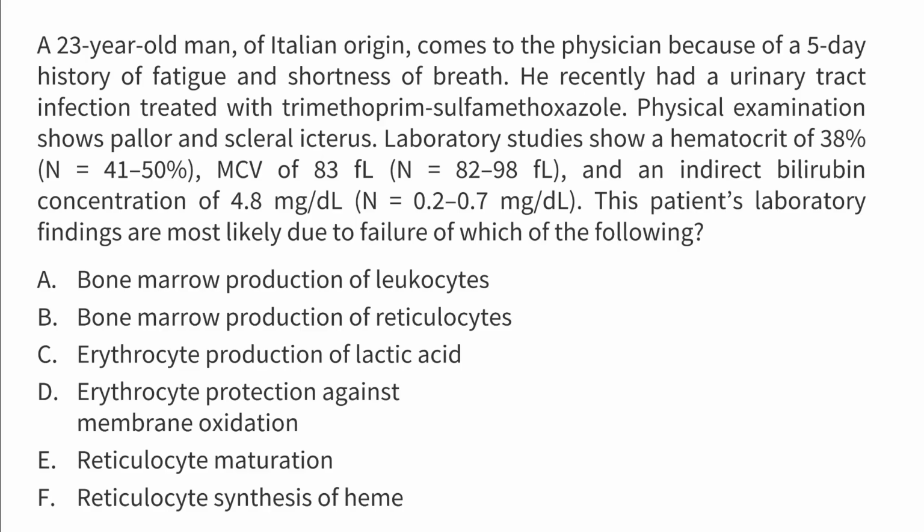Okay, so a 23-year-old man, of Italian origin, Mediterranean. Comes to the physician because of a 5-day history of fatigue and shortness of breath. That's anemia. Recently had a urinary tract infection. See, there's infection. And then the patient has taken the drug trimethoprim sulfamethoxazole. That's a sulfur drug.